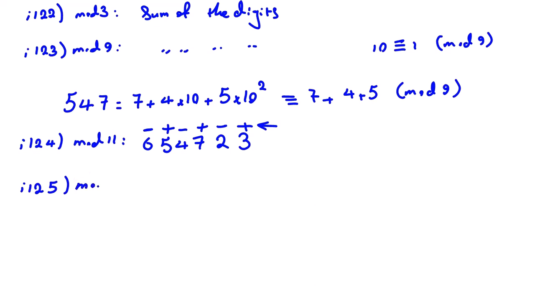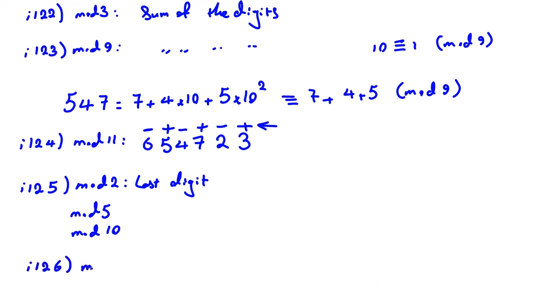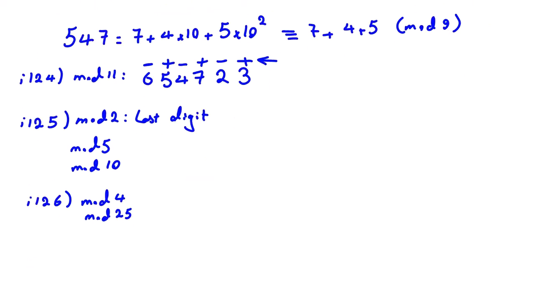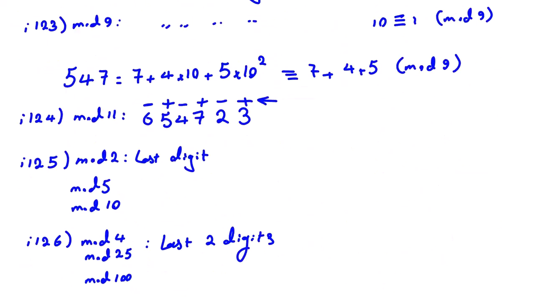For example, if you want to consider mod 2, last digit. If we consider also mod 5, mod 10, we can consider the last digit. Idea 1 to 6, if you want to consider mod 4, or mod 25, or mod 100, we should consider the last 2 digits. These things are important, and I told you these things.